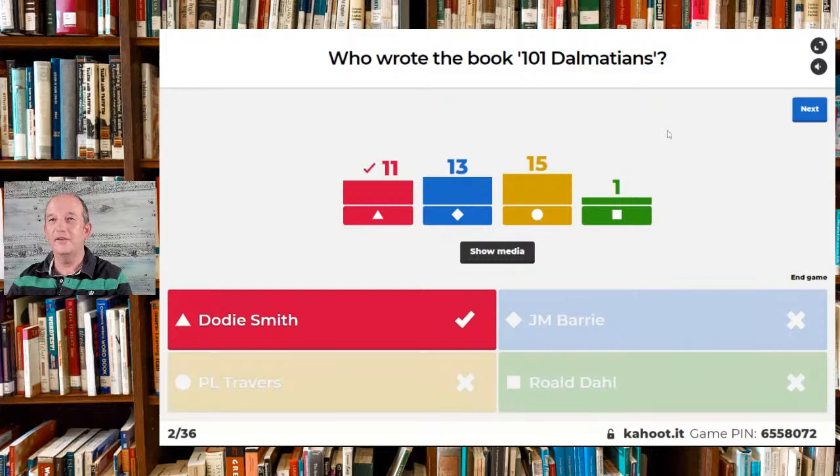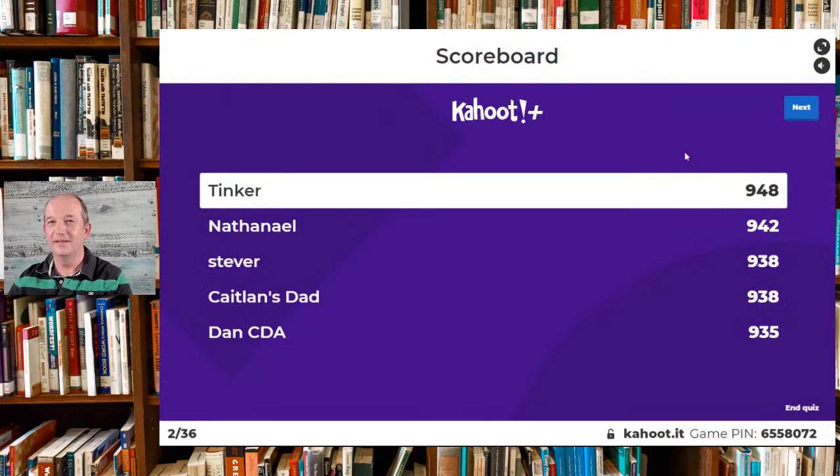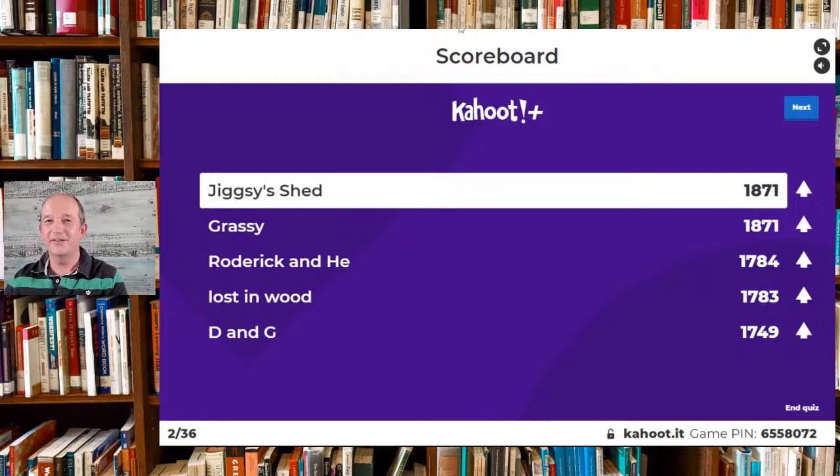Right. Okay. So Dodie Smith is the correct answer. Well done. 11 of you got that right. Let's see how that's mixed up the scoreboard. Wow. That's a complete change, I think, actually. So brilliant. Lots of people moving up there, and so a complete new top 5. Jigsy's Shed, Grassy, Roderick, Lost in Wood and D&G.